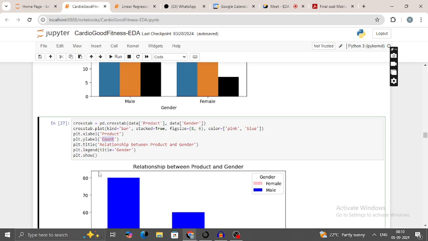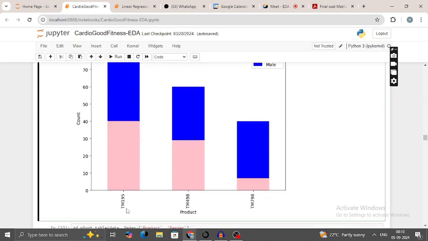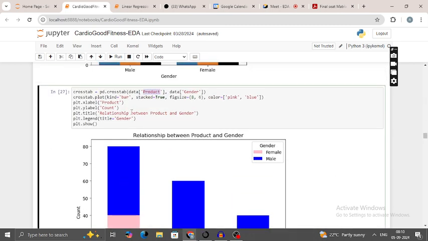So what I am passing here: crosstab.plot, kind equal to bar. As data I am passing the product, and I am also passing the gender. The product will be given on the x-axis, and it is going to be counted with respect to the gender. Now if you don't want pink, you can say orange, orange and blue. Something like this.